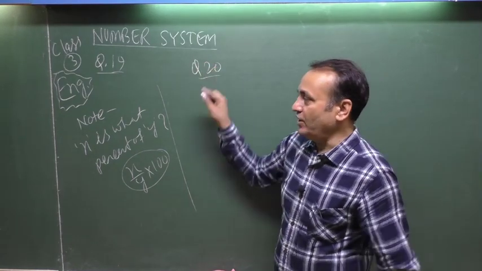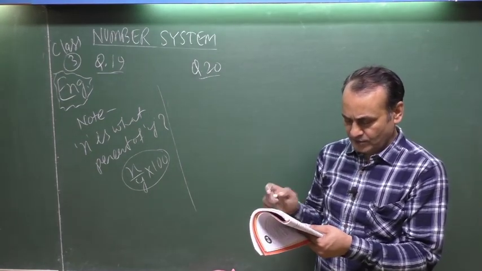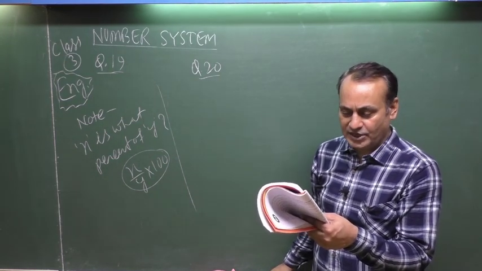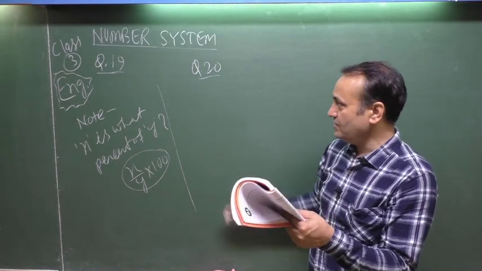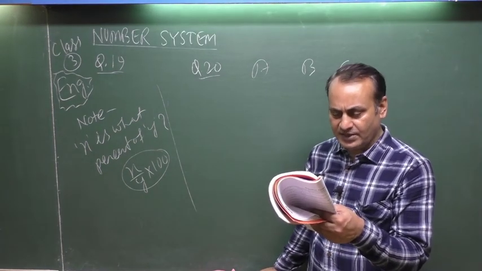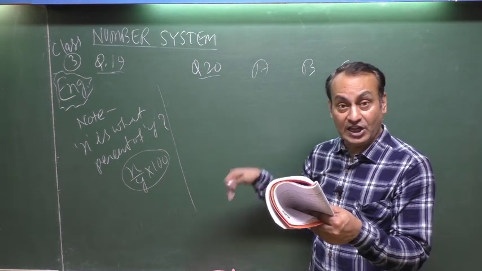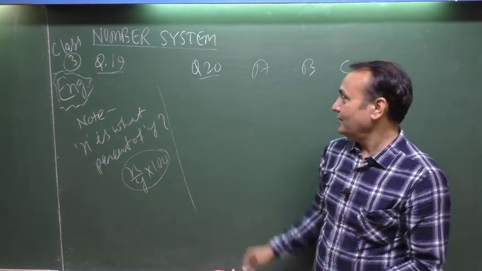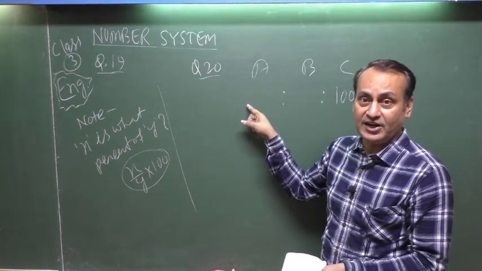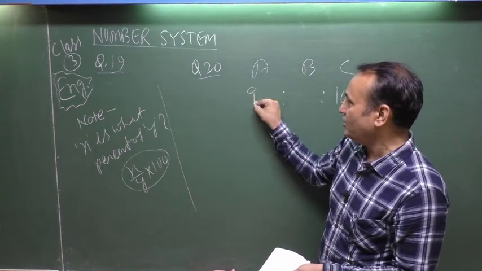Now come to question number 20. See here. Again, the question is based upon the same pattern as question 19. Out of 3 numbers, A, B and C, the first and the second are 10% and 20% less than the third number. That means if the third number is 100, the first number is 10% less than 100. 10% of 100 is 10, so 10 must be taken out from 100 and you get 90 here.